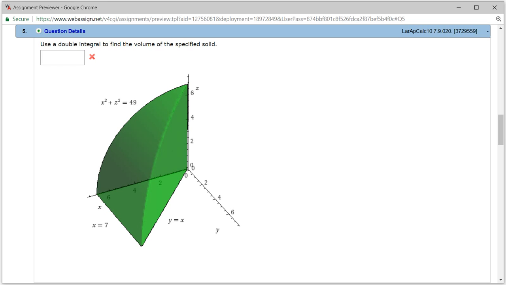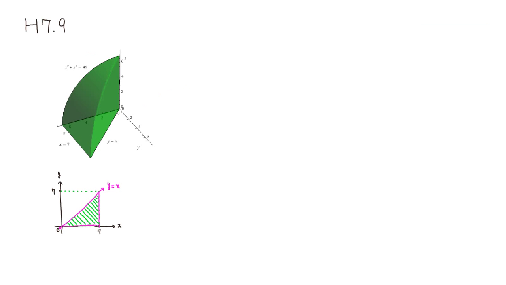All right, let's look at homework 7.9, problem number 5. We want to use a double integral to find the volume of this solid here. So let's do that.